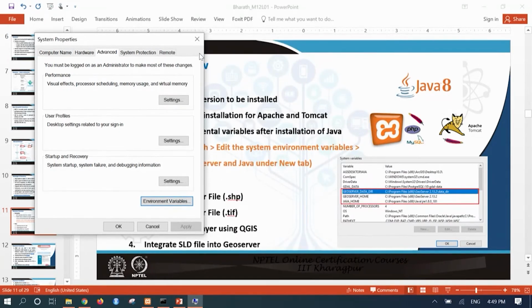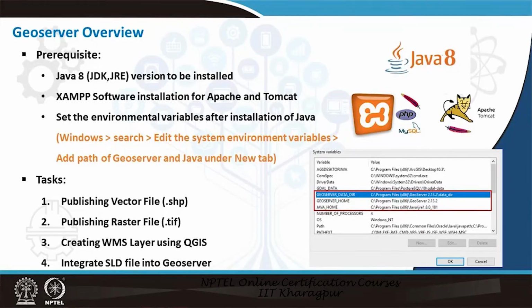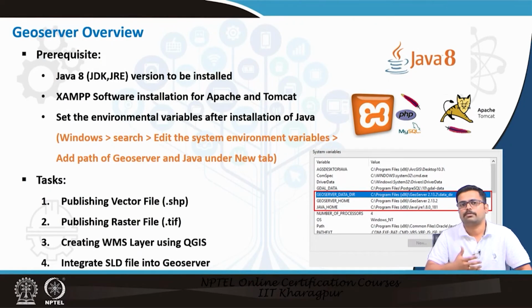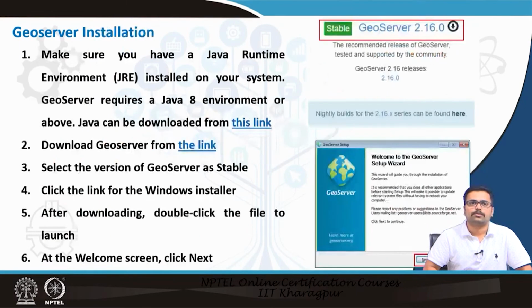So once this is done, then you are ready to launch your Geoserver application. So in this particular hands-on, we are going to see 4 different tasks. The first one is how to publish a vector file, and the second one is how to publish a raster file, that is in .tif format. Then we will also see how to create a WMS layer, that is nothing but Web Mapping Service, using QGIS, and how to create an SLD, that is nothing but Style Layer Descriptor, outside Geoserver, that is in QGIS, and then how to bring that particular file into Geoserver, that also we are going to see.